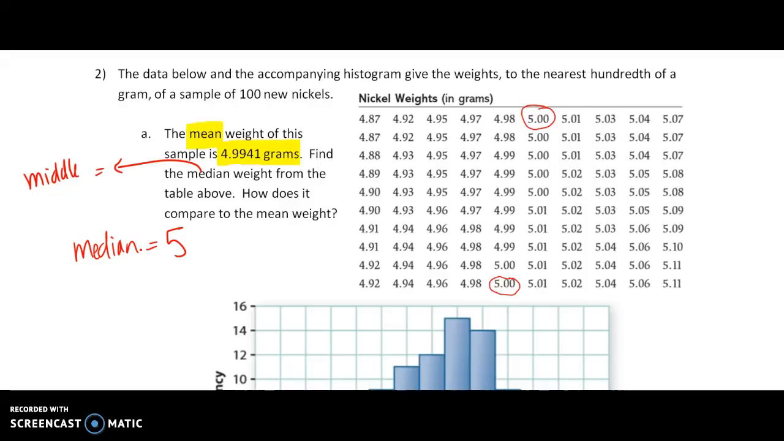Okay, then the question, how does it compare to the mean weight? Take a moment, think about that. How does 5 compare to the mean weight, which is listed, that I highlighted in yellow, 4.9941 grams? And I would say that it is very close to the mean. Okay, it is very close to the mean.